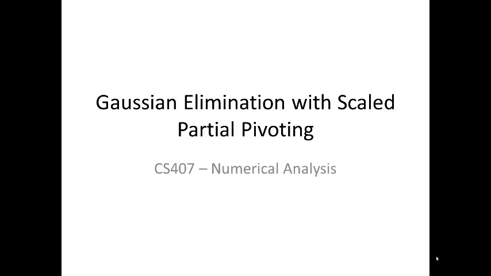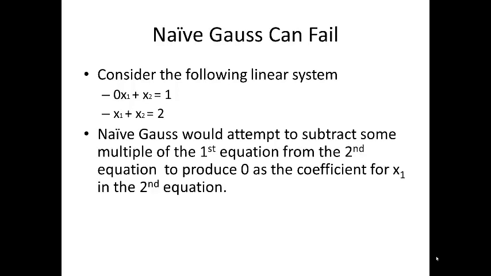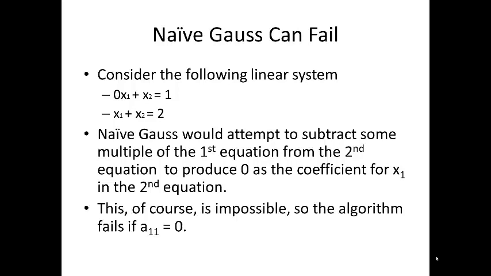Okay, so last time we saw that naive Gaussian elimination can fail. Consider the following linear system: 0x1 plus x2 equals 1, and x1 plus x2 is equal to 2. Naive Gauss would attempt to subtract some multiple of the first equation from the second equation to produce 0 as the coefficient for x1 in the second equation. This, of course, is impossible, so the algorithm fails, especially if a11 is equal to 0. If a numerical procedure actually fails for some values of the data, then the procedure itself is probably untrustworthy for the values of the data near the failing values, and we're going to see that in more than one way.